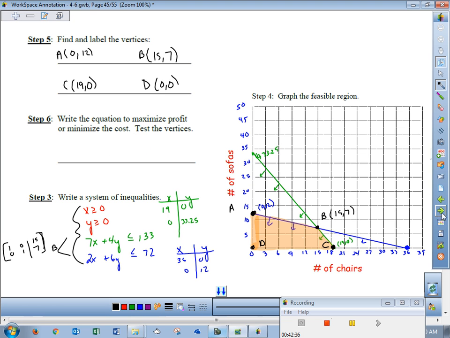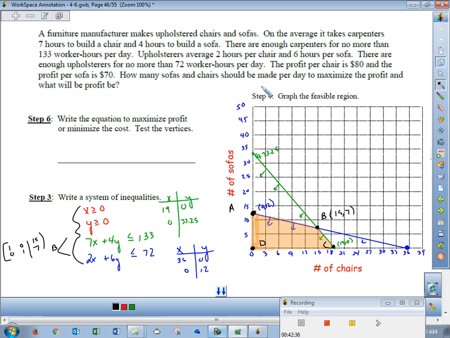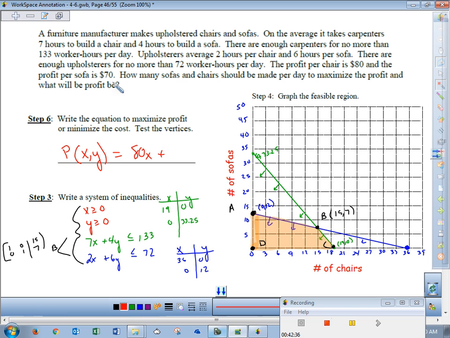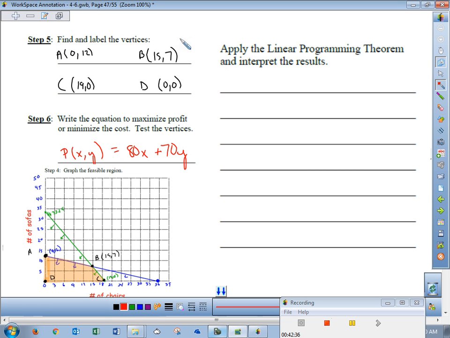So these four vertices are the guys we got to test in the equation we're about to write here. It is a profit equation. So remember, we're going to use a P for profits. The profit of x comma y will equal 80x plus 70y, where x stands for the number of chairs, so $80 per chair and $70 per sofa. And now let's test those. So why don't you do that?